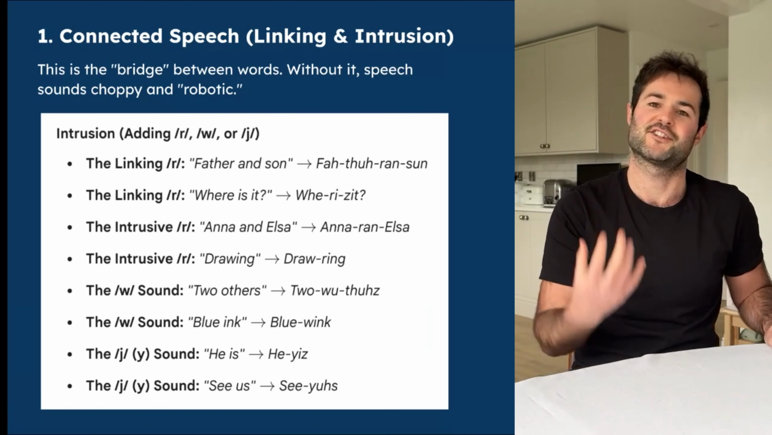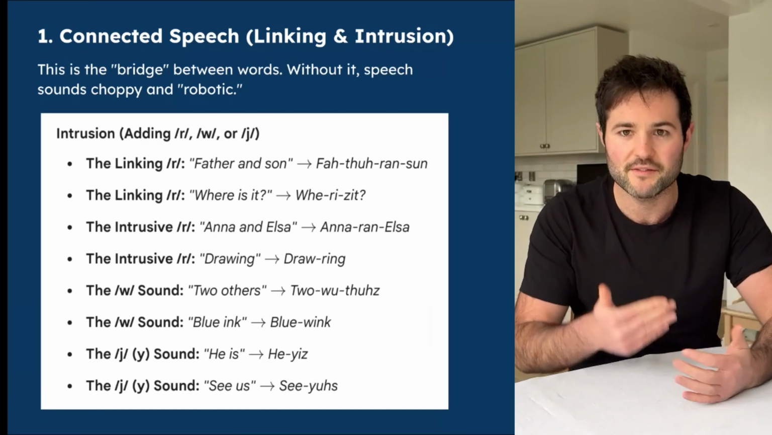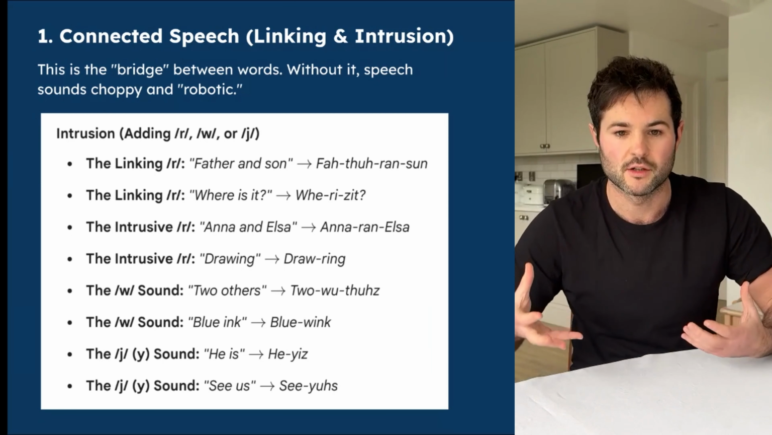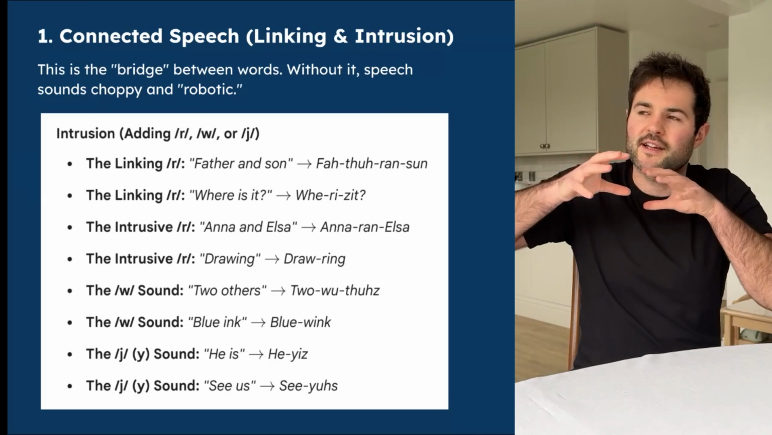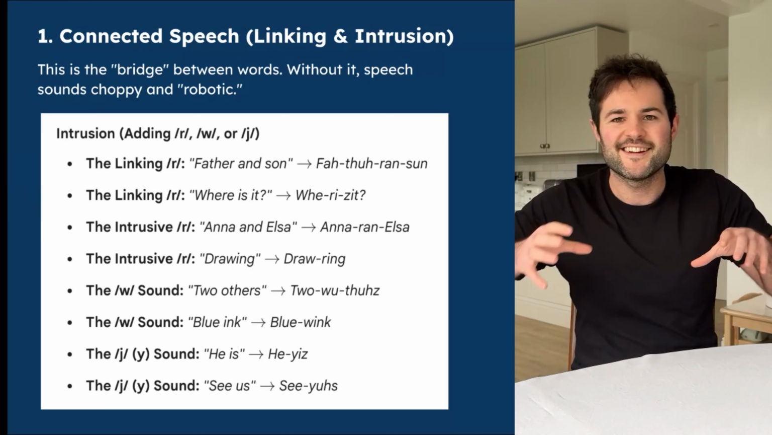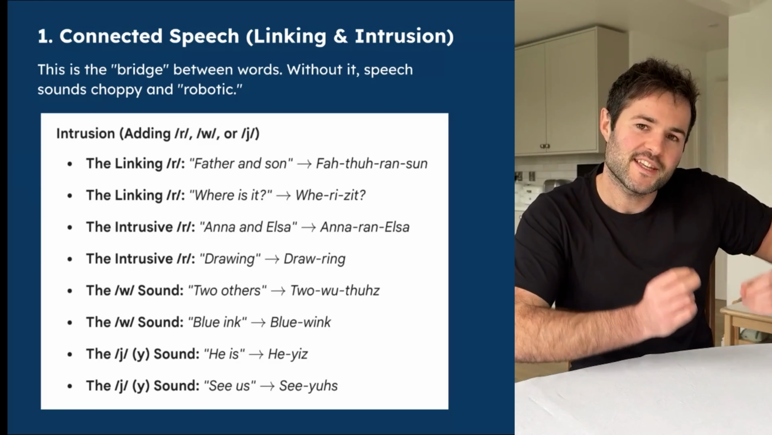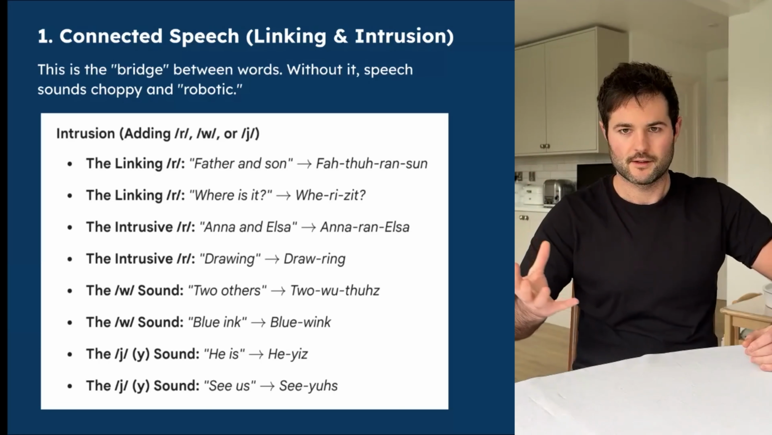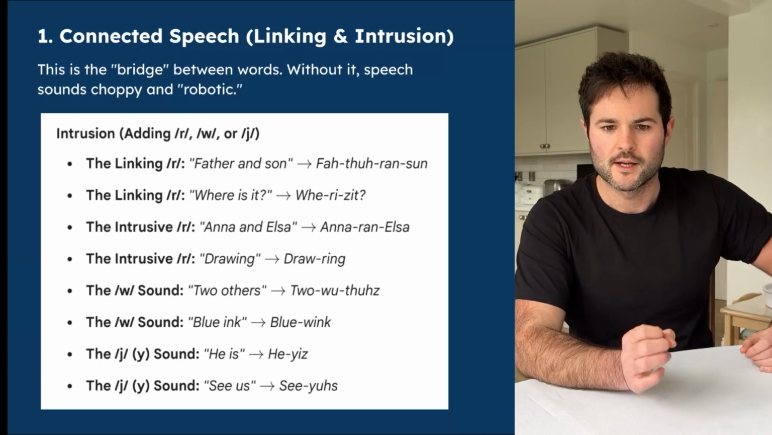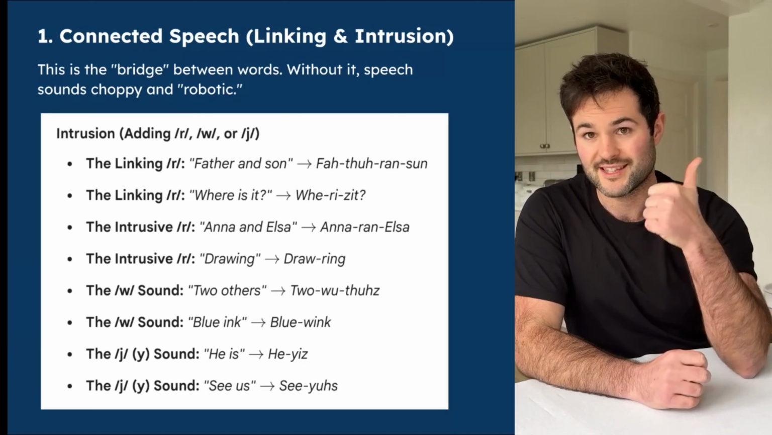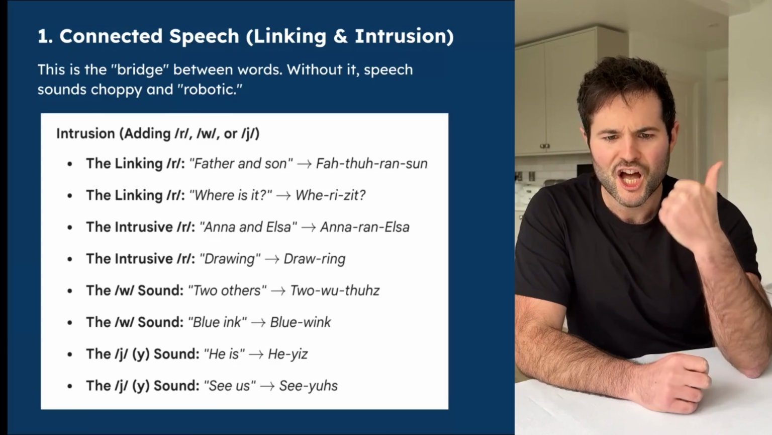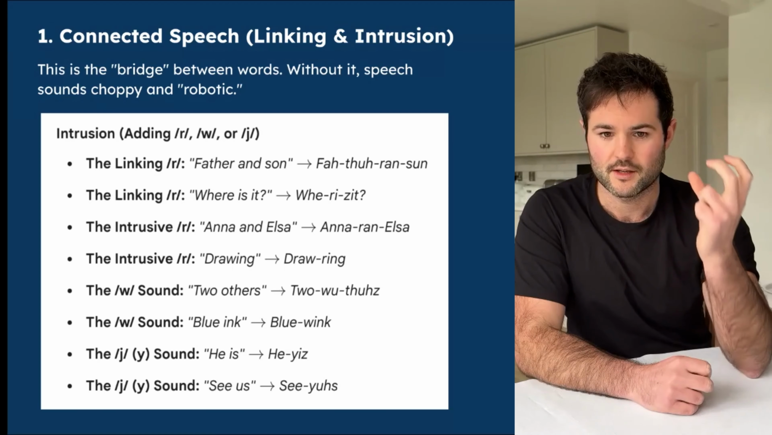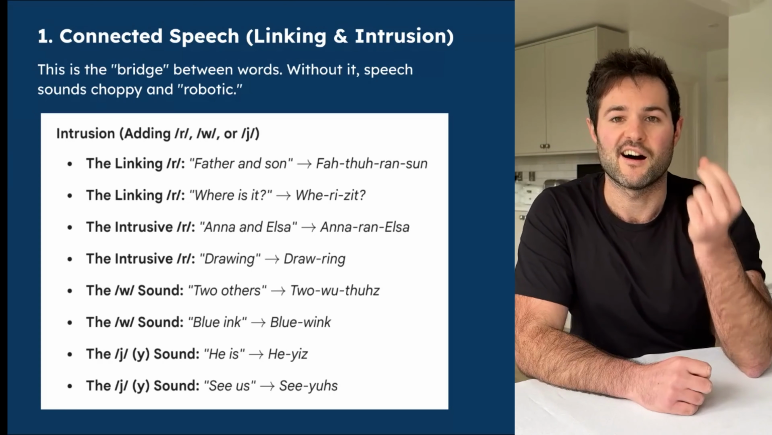So that's the first section. But continuing with connected speech, this part is more about intrusion, which is when you have a sound or a letter that isn't initially there, but it appears almost out of magic. Let me show you what I mean, in particular with the sound of an R, a W, or a J. We'll begin with the linking R.